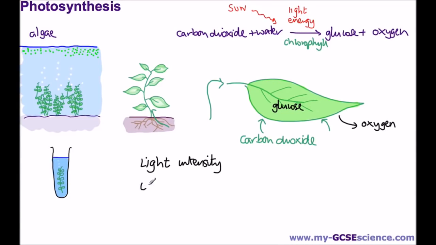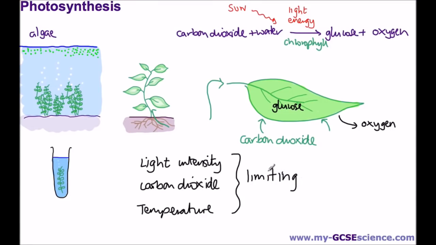The other thing is the amount of carbon dioxide, the carbon dioxide concentration in the air, and the last one is temperature. If the temperature is too low, the enzymes that are used in photosynthesis to drive the process won't work quickly enough, and it will then limit the rate of photosynthesis. We call these conditions limiting factors, because if there is not enough of 1, 2, or 3 of these, then that's going to limit the rate of photosynthesis. I'm going to look at that in more detail in a separate video.